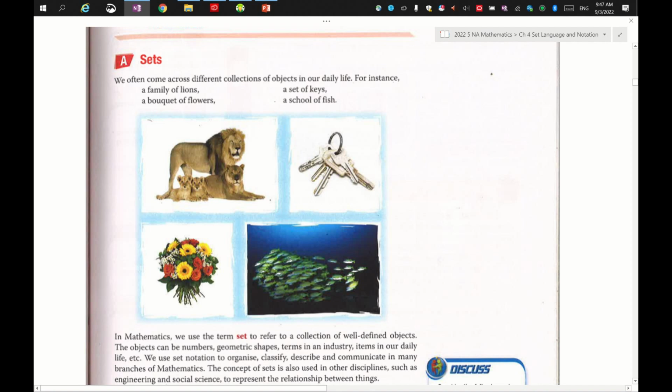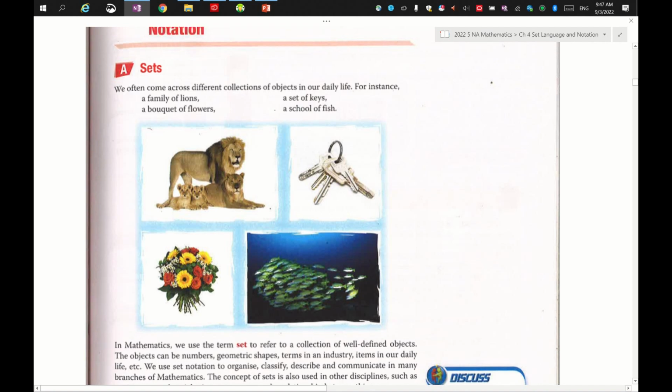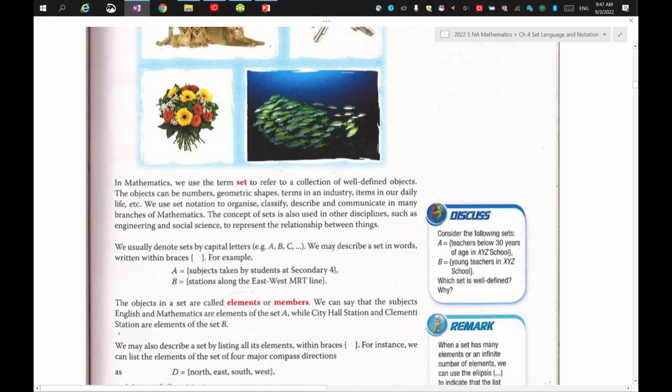Different sets are possible. Okay, so here we have a family of lions, bouquet of flowers, school of fish, set of keys. We use the set notation. Notation is just a way of writing stuff. Later we will see how it looks like. To classify, describe, communicate, and so on.